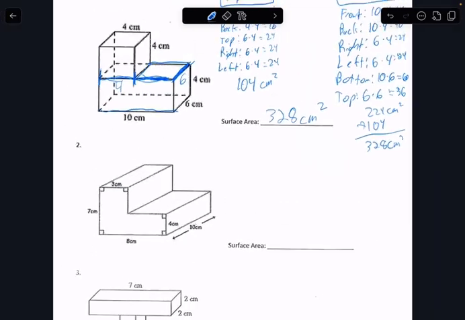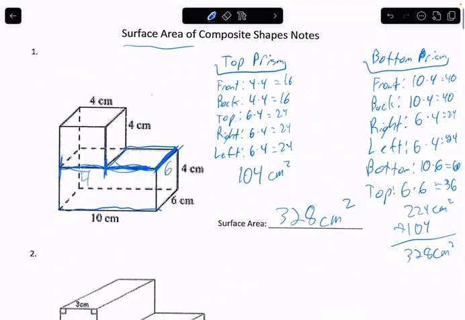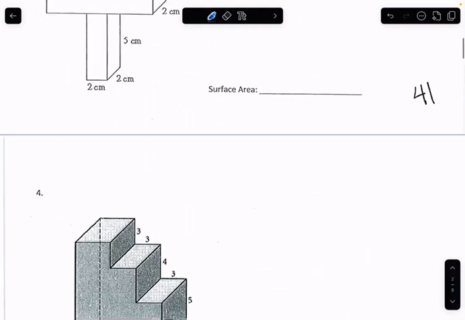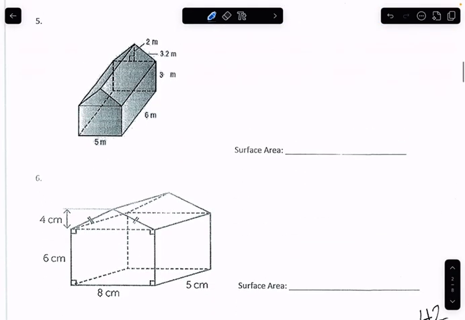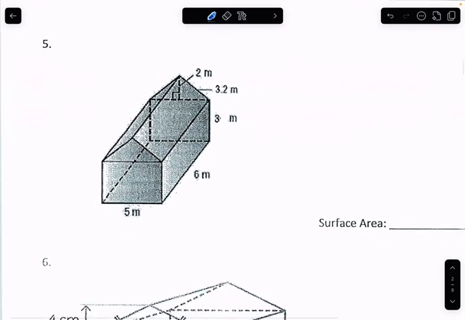All right, so we just split them up. We got our top prism, we got the bottom prism, and we're finding the surface area of those. Okay, we're going to go and skip ahead to a triangular prism where we're finding the area of each of the faces.